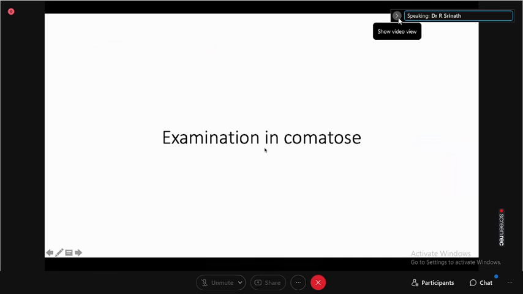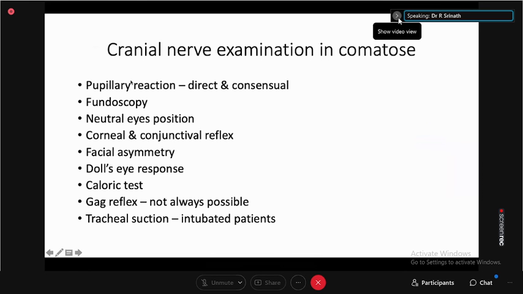Now, before coming into the last part of my presentation, I just want you to know, whenever you see a comatose patient, how to examine cranial nerves, which is a very important aspect. You cannot do the complete examination. You can always see pupillary reaction, both direct as well as consensual. It will give a lot of information. You can do fundoscopy, which I already mentioned. I don't want to emphasize it again. It's the most important test in a comatose patient, fundoscopy.